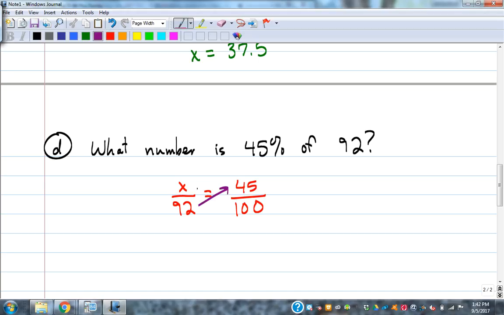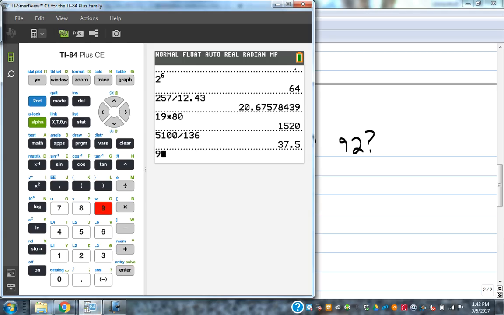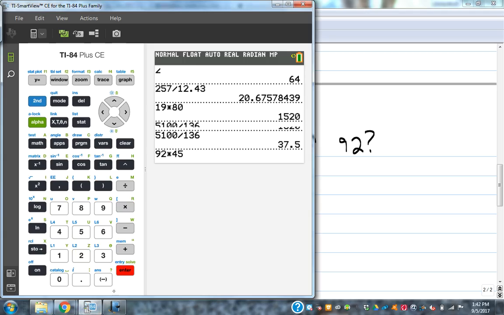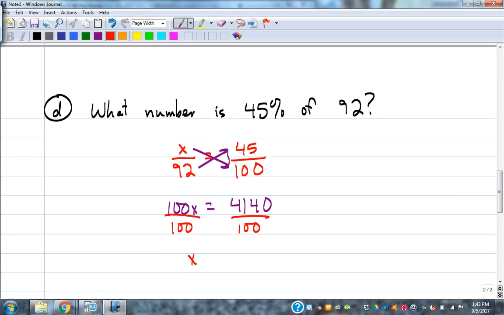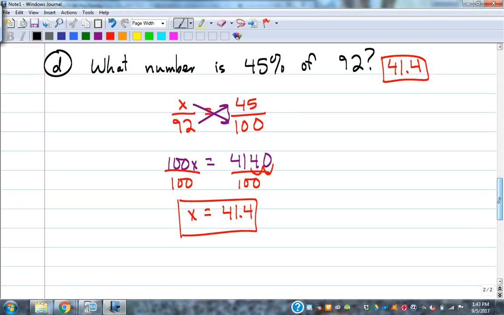Cross multiply. 100x equals 92 times 45, which is 4140. Divide by 100. Dividing by 100 is easy. That just moves the decimal place twice. 41.4. And we don't need a percentage there because we're just looking for the number. 41.4 is the number. Let's look at another one.